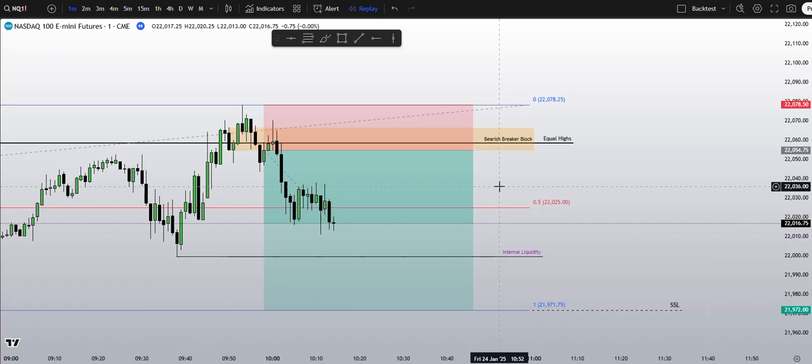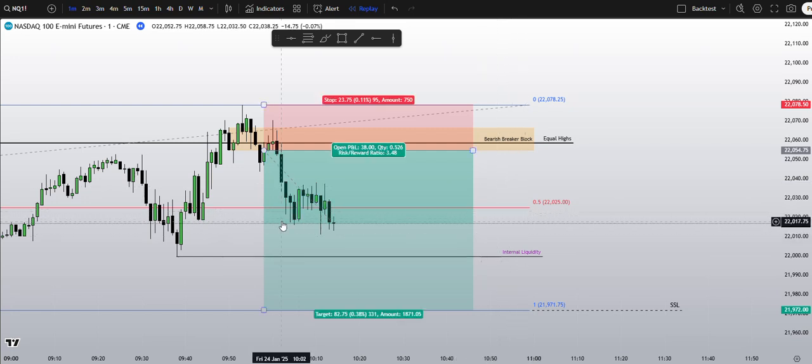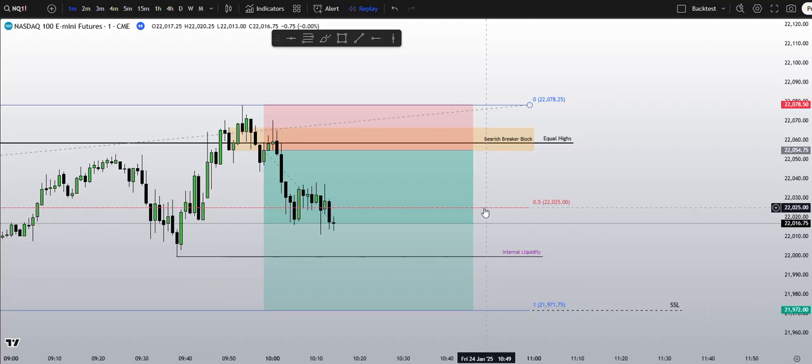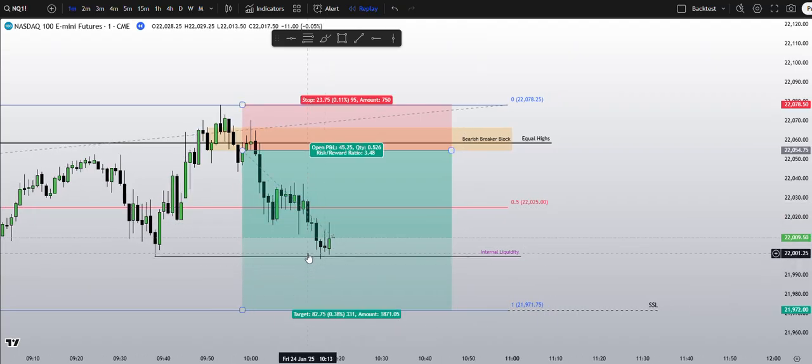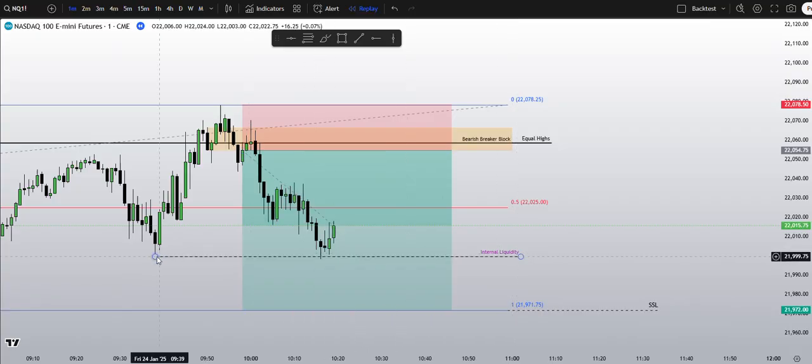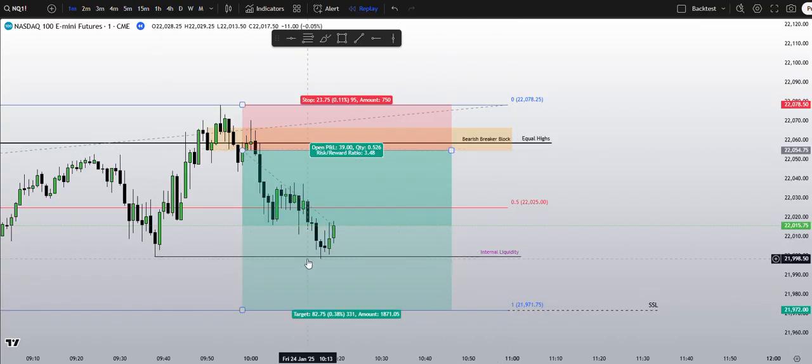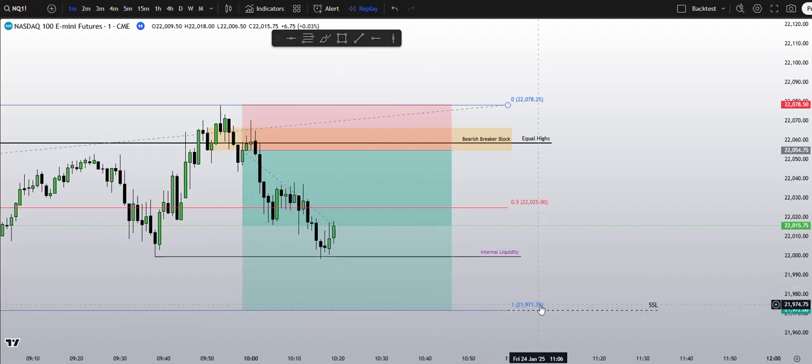You like to see breakaway gaps. It goes to the 0.5 level. If you wanted to take partials there, by all means, that's a good place to take partials. Let's look a bit more. You could take partials at this internal liquidity as well. At this point, you should have runners left for the sell side liquidity.